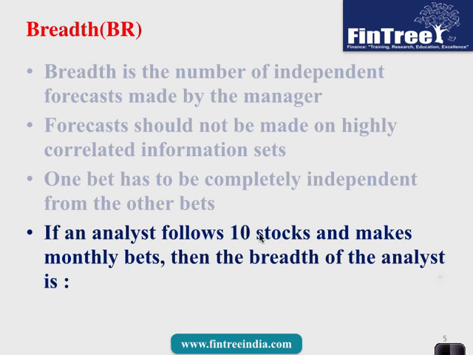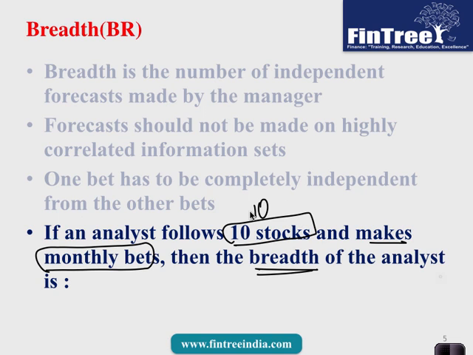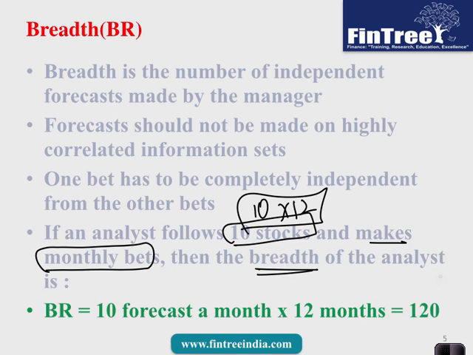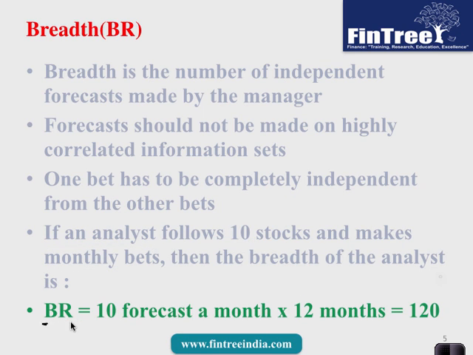If an analyst follows 10 stocks and makes monthly bets, then his breadth would be how much? The number of times he will take a decision, or the number of bets he will place in one entire year, would be 120, because 10 stocks, that means 10 bets a month, and since we are doing it monthly, total 120. So BR, which is an indicator of the breadth, in this case 10 forecasts a month into 12 months is equal to 120 forecasts a year.